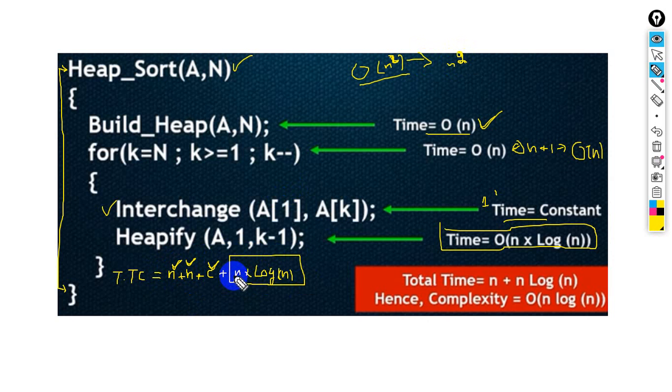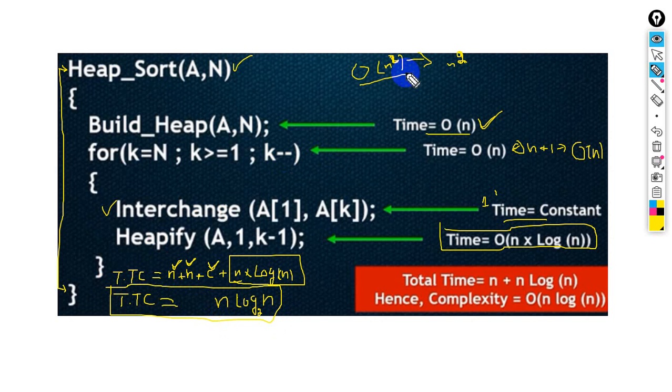So these two are in multiplication, so we can say these are the high degree of n. So we can say the total time complexity for heap sort is equal to n log of n, to the base 2 if we take it, that is also correct. So this is the total time complexity of the heap sort algorithm.